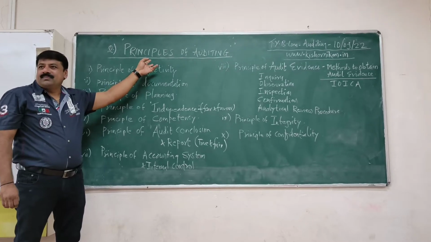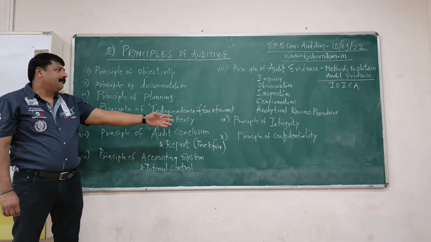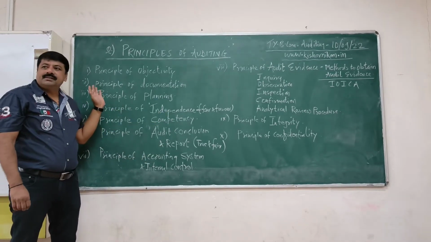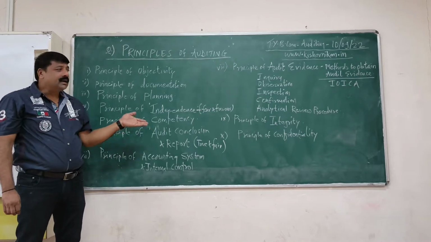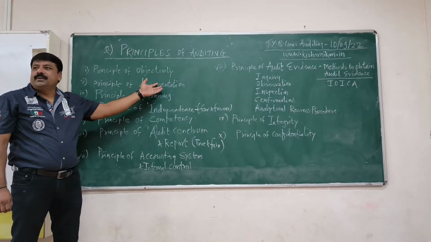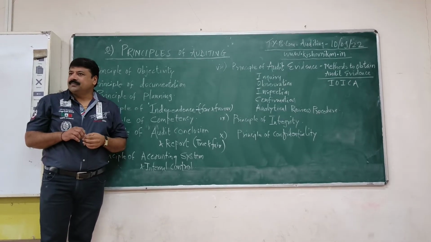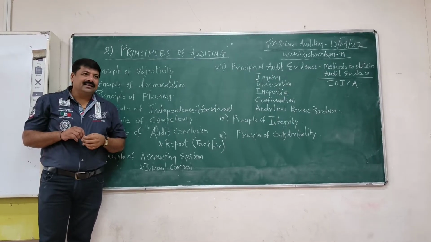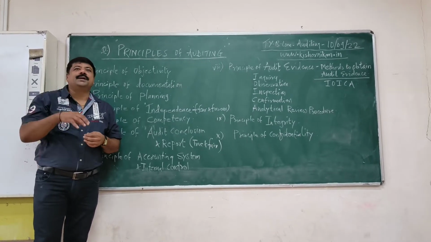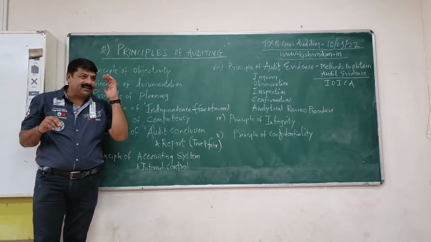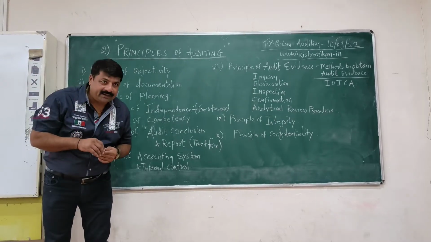Auditing? Very important question it is. See, here are the principles you have written. Number one is the principle of objectivity. Audit is always objective. There is one type of test of an auditor: the auditor's subjectivity. There are certain roles to be played by an auditor in case of statutory audit.